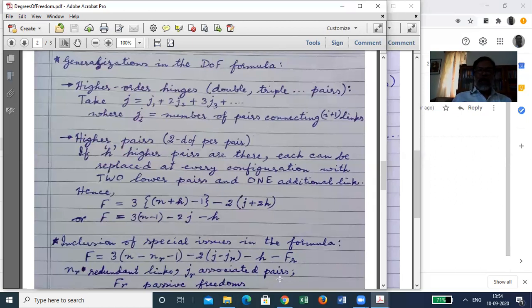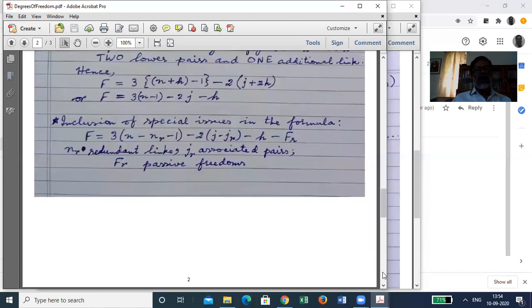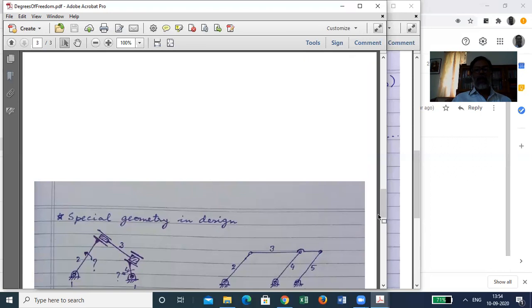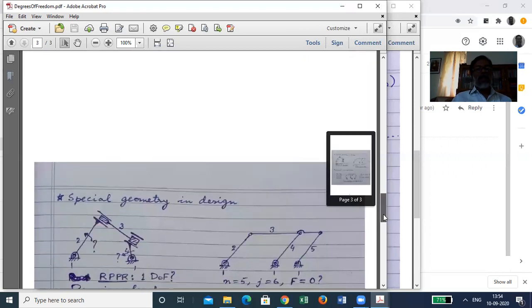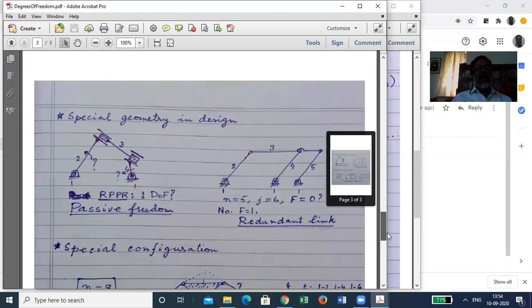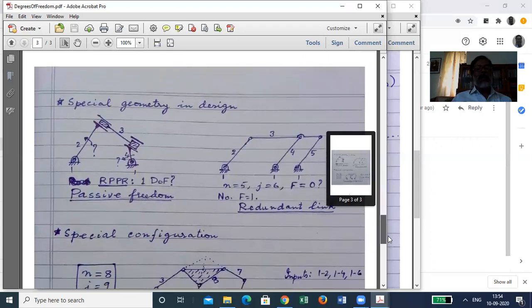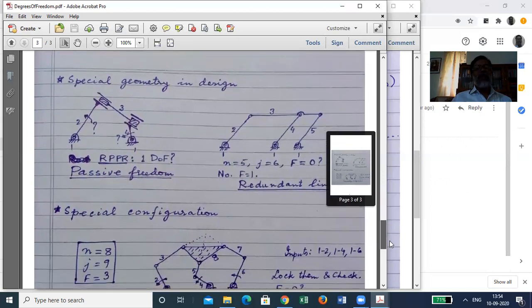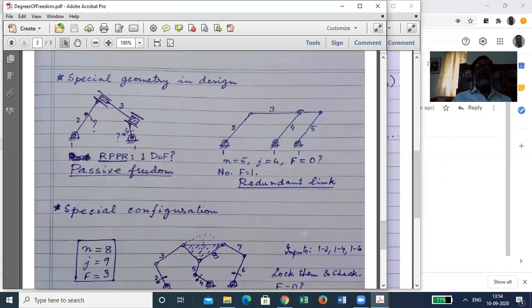Okay. So let us see how, with examples, both these kinds of special situations and some more. Special geometry in design. Now make note that NR, JR, FR that is incorporated in the extended formula, apart from H, they are typically the result of some funny thing done in the design itself.